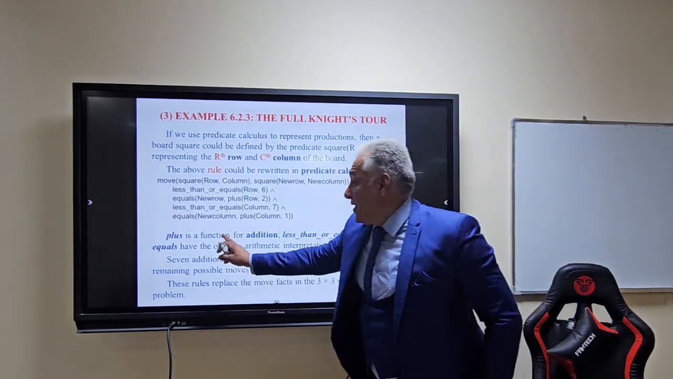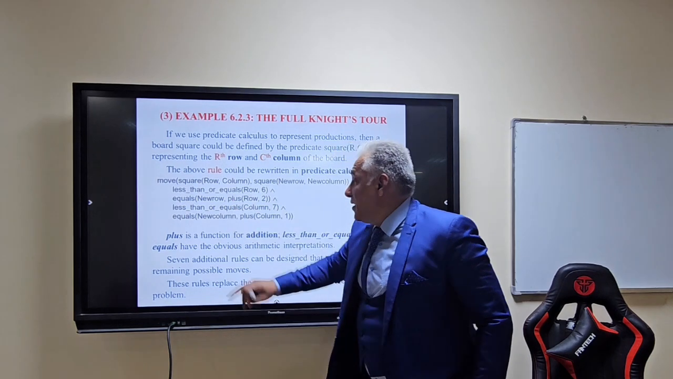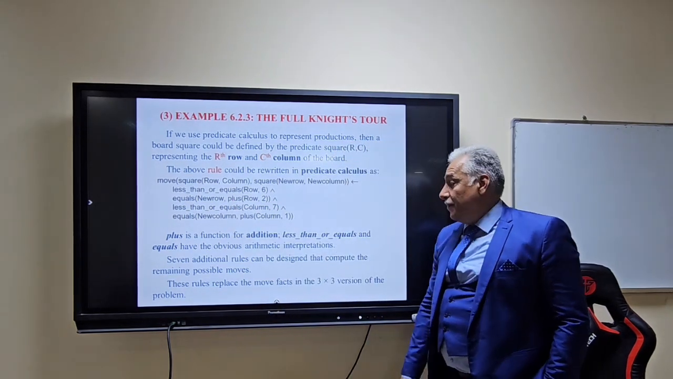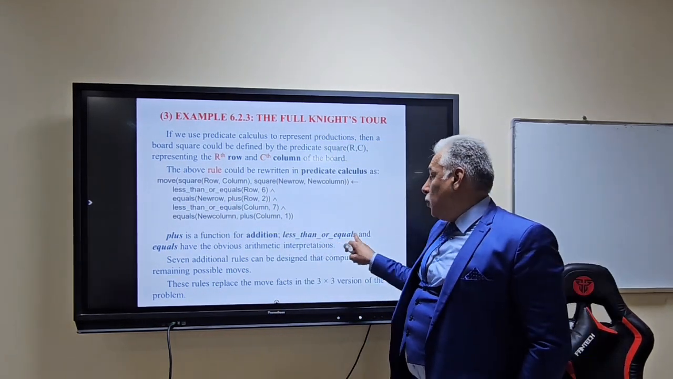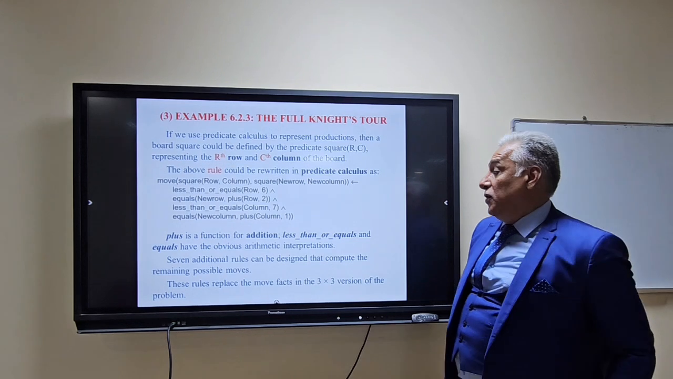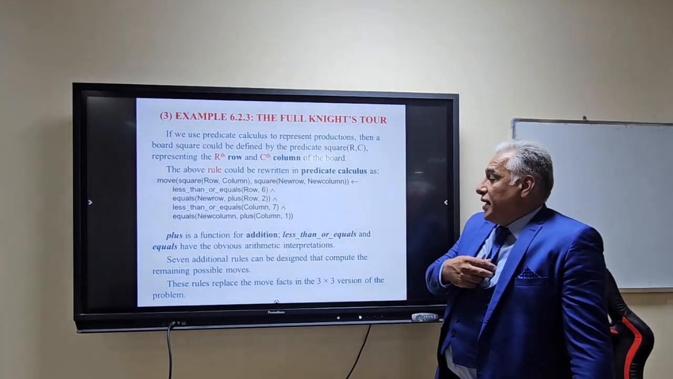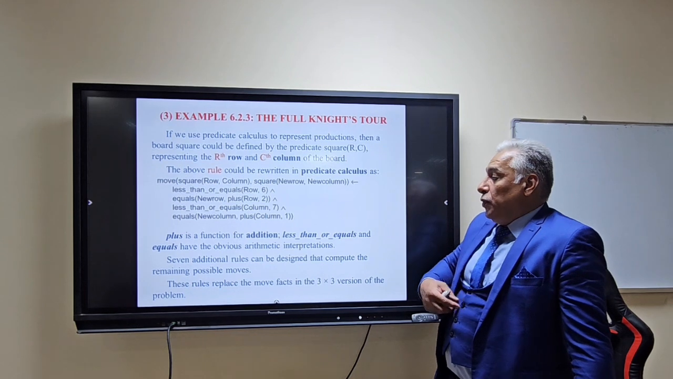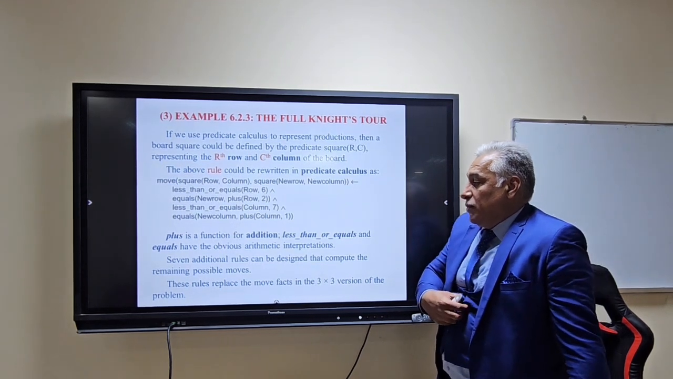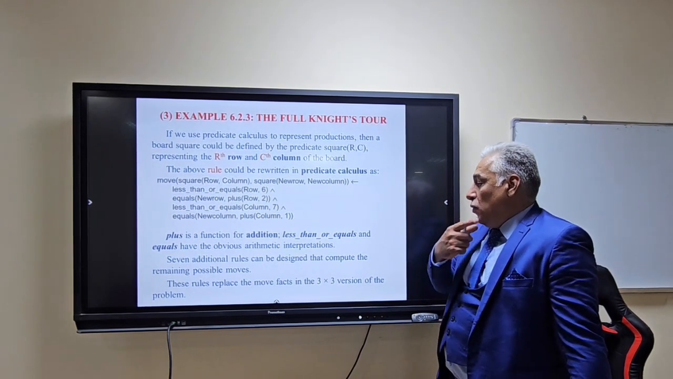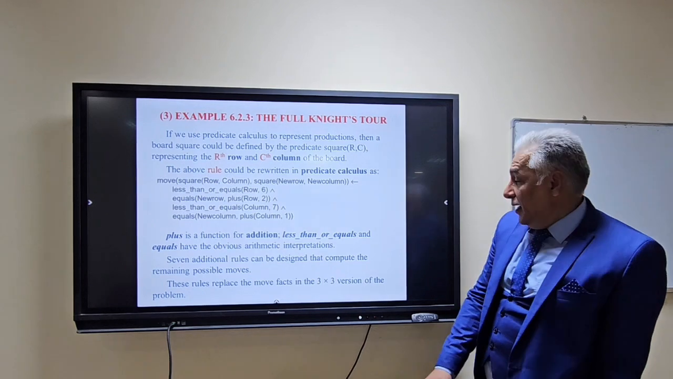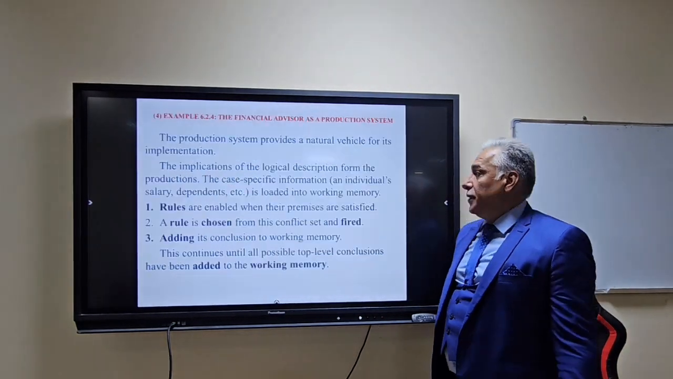Now plus is a function. This function is for addition. And less than or equal and equals have the obvious arithmetic interpretations. 7 additional rules can be designed that compute the remaining possible moves. This rule replaces the move part in the 3x3 version of the problem.